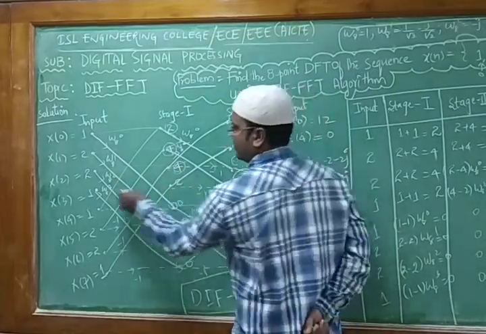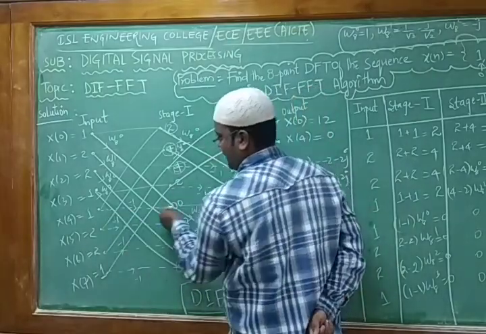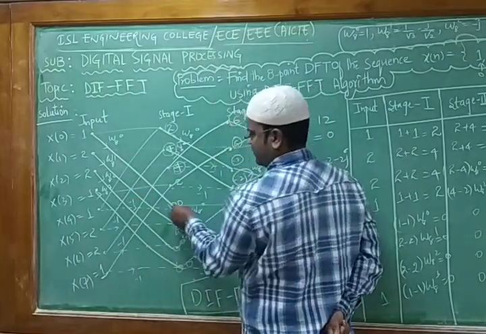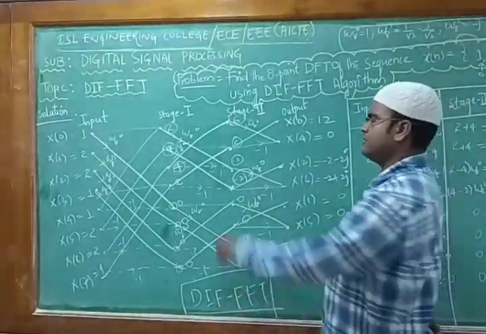How did we get this 2? This line 1 plus this one, it is 2. How did we get 0? Minus 1 and minus 1, minus 1 is 0. So likewise, we went through stage 1. For stage 2, how did we get this 6?